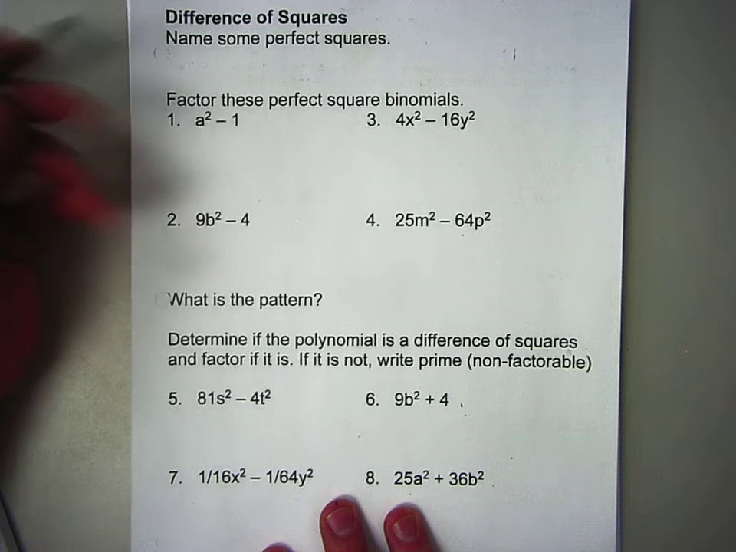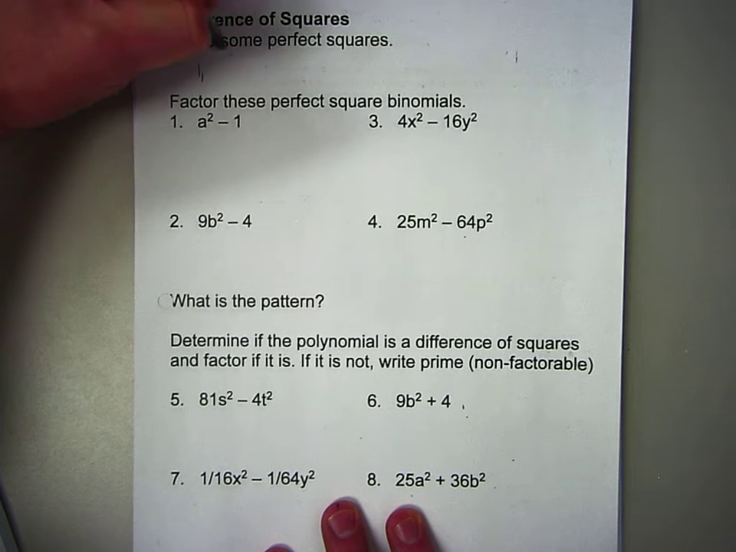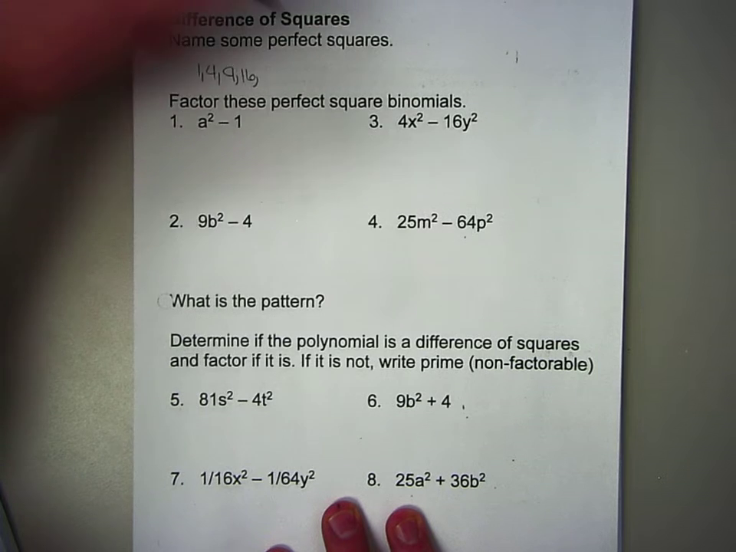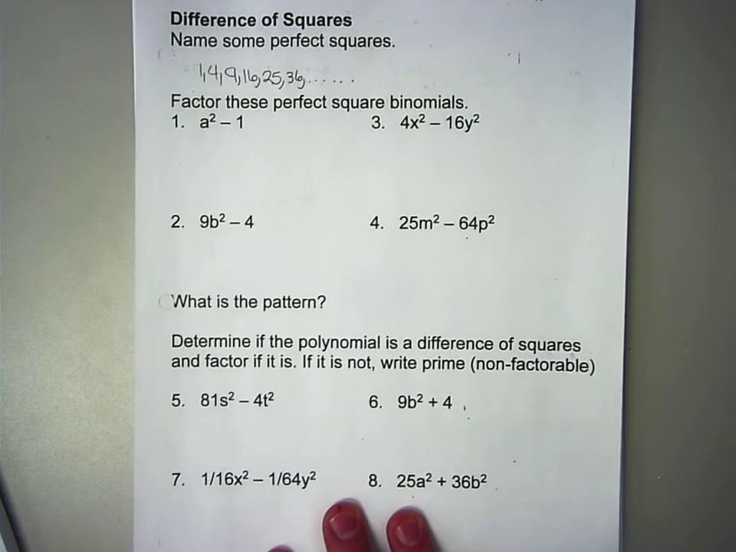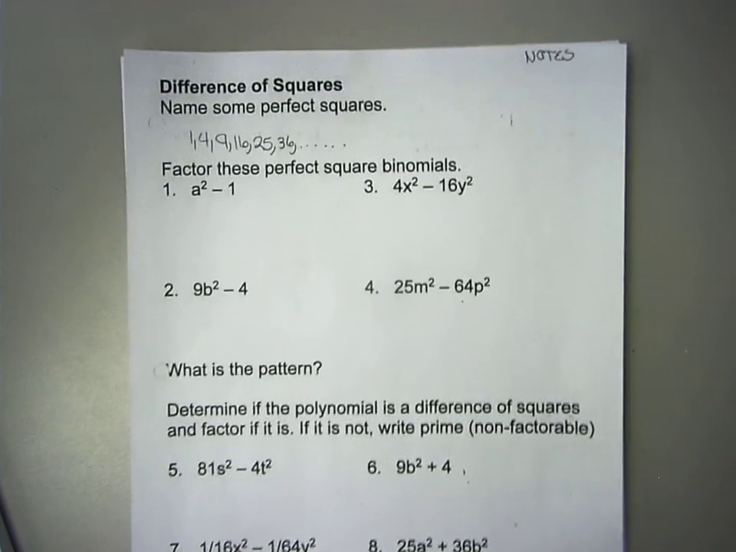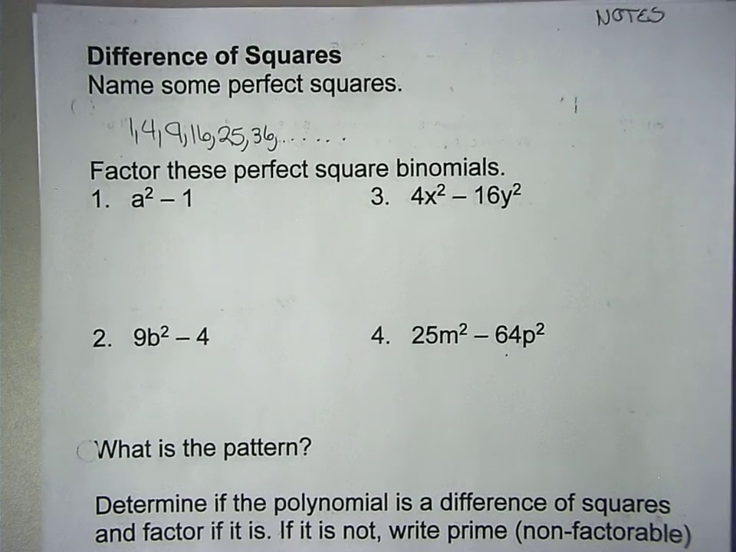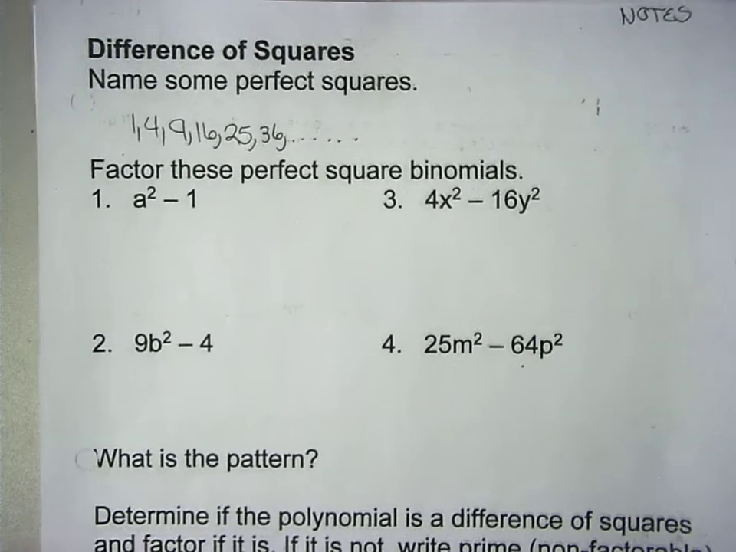So perfect squares: 1 times 1 is 1, 2 times itself is 4, 3 squared is 9, 4 squared is 16, 5 squared is 25, 6 squared is 36, and you can continue the list on your own up to whatever number you believe you need. The idea is just to get the idea of what a perfect square is, a number times itself, really any value times itself. So let's get into today's lesson.